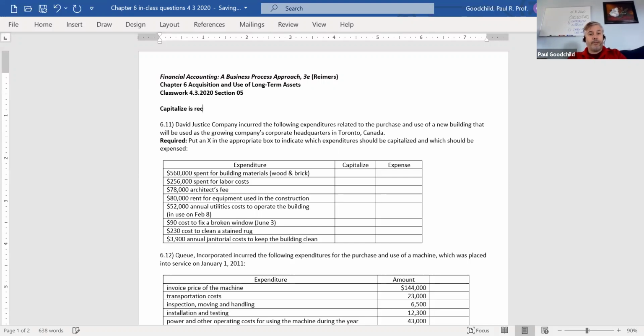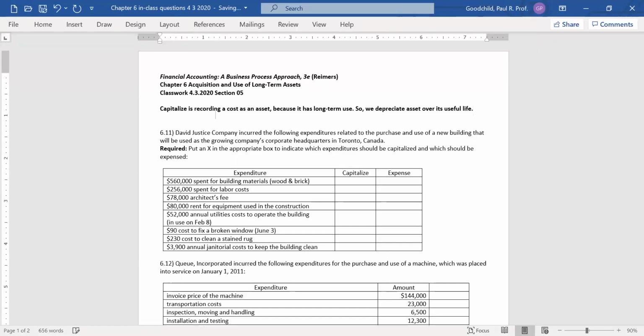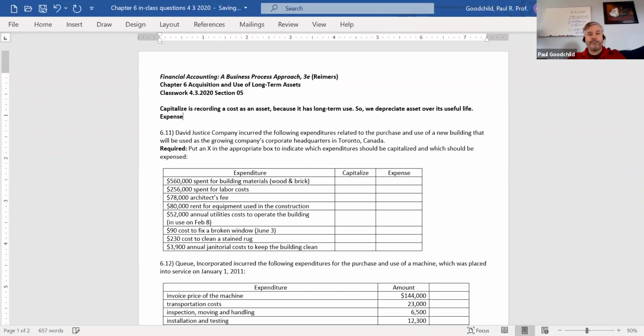is recording a cost as an asset because it has long-term use. And so we depreciate that asset over its useful life. Whereas expenses get reported, their costs reported on the income statement.